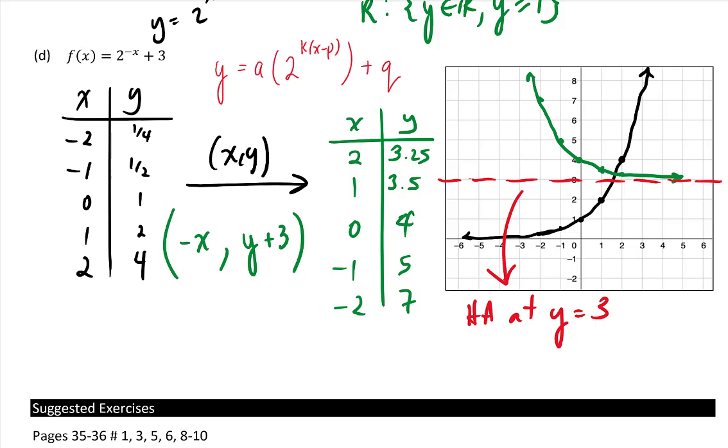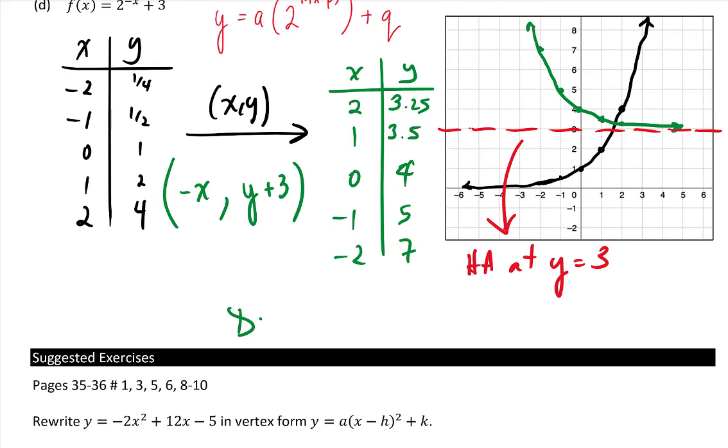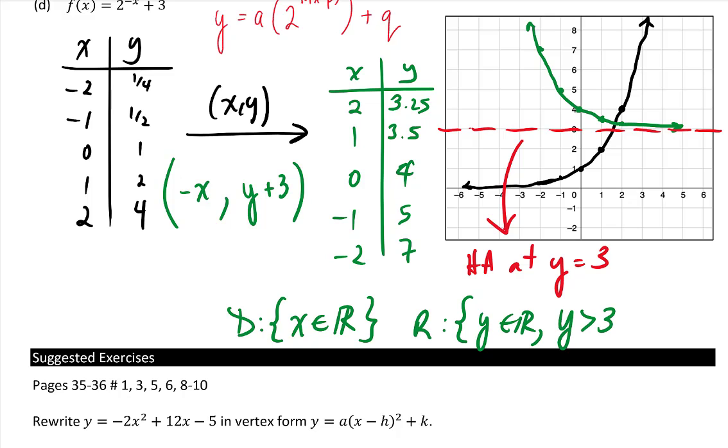So let's go to our domain and range. So domain for an exponential, we can always sub in any real number. And the range for an exponential, since we have a horizontal asymptote, we definitely have a restriction. So x can be any real number. However, y has to be greater than 3. It can't equal 3, but is greater than 3.